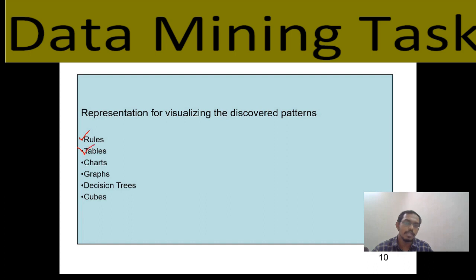Second is the tabular format. The same thing we can represent using a table format. You can represent it with some chart option. A chart is nothing but a Gantt chart or pie chart. You can use any kind of representation to show the customer your analysis. Again, you can use a graphical representation, using some graph or dimensional graph. You can use the decision tree, and within the decision tree we can also use a matrix to represent the pattern of the data mining.